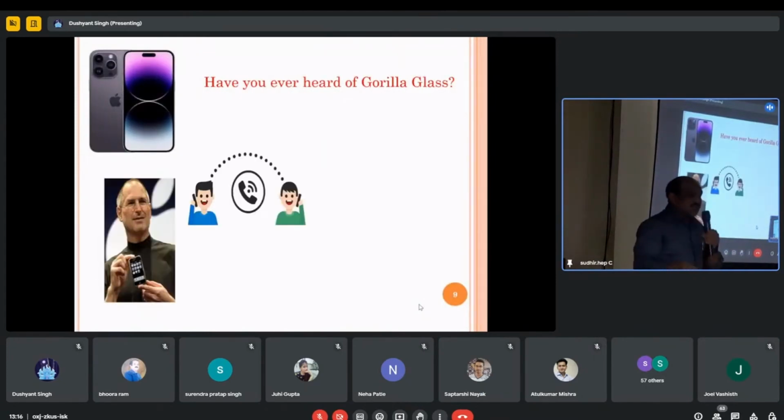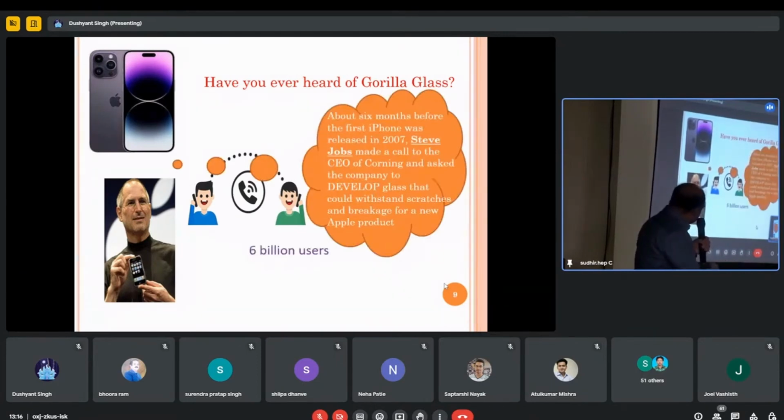Actually, Gorilla Glass was made in 2007. So this man, his name is Steve Jobs. He made a call to the Corning CEO. Corning is a US giant glass manufacturing company. Before launching the first iPhone, he asked, can you make some glass which is crash resistant and unbreakable, or much stronger than the normal glasses? Corning took up the challenge, and they produced the glass in 2007, right? And today there are 6 billion users worldwide of this kind of Gorilla glass.